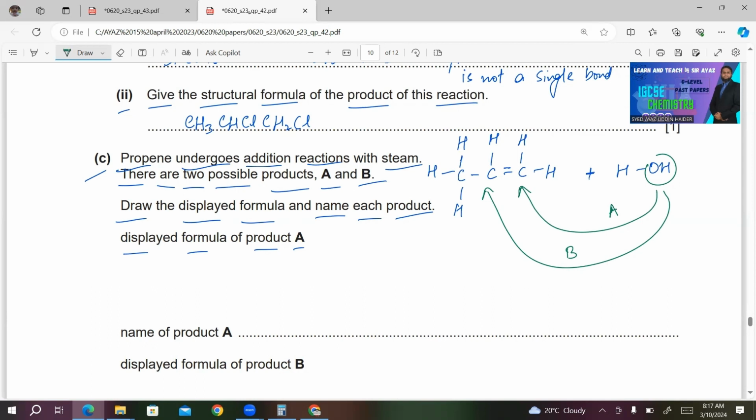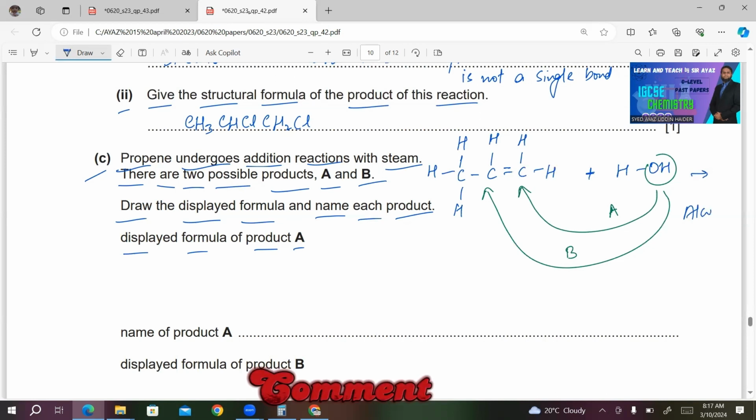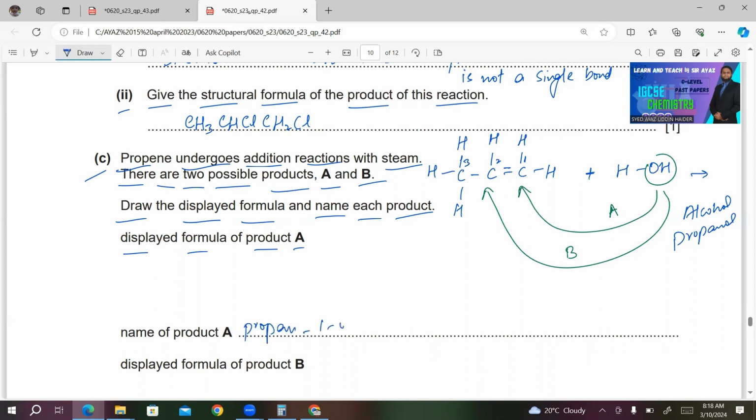The addition product is known as alcohol here. We are getting alcohol, and in this case, we will get propanol. So if the OH is attaching to the first carbon, that is on the right hand side, let's call it first carbon, 1, 2, 3. We will get propan-1-ol. The name will be propan-1-ol. Displayed formula will be this: 1, 2, 3.